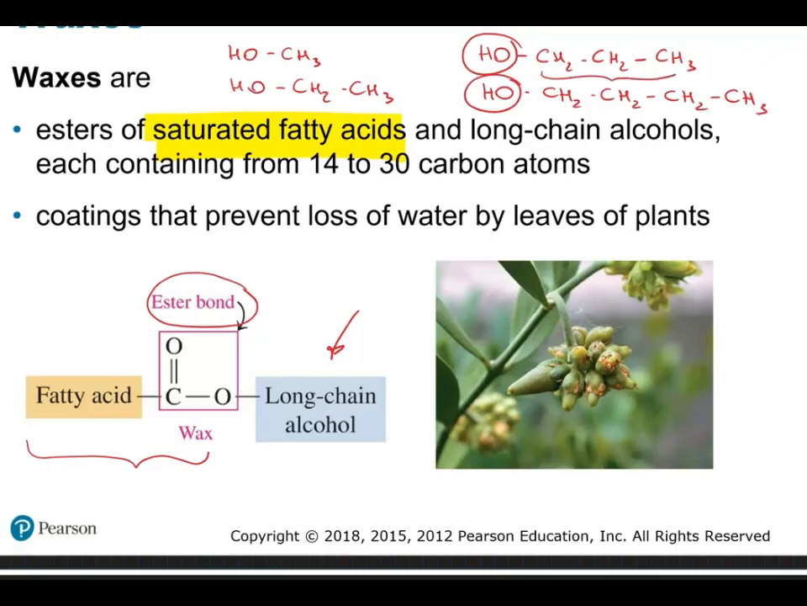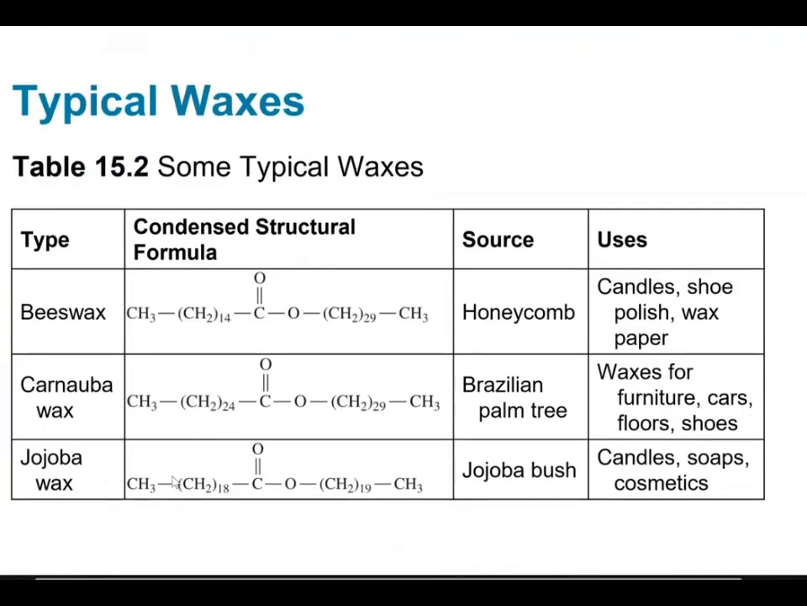Remember, bonds between carbons are nonpolar. So the longer the chain, the more nonpolar that molecule becomes. Does it make sense? So here you have a long chain of carbons in the fatty acid and a long chain of carbons in the alcohol. Altogether, that makes molecules of wax very hydrophobic. Okay, and that is how it protects places like leaves and fur from water. Am I making sense?